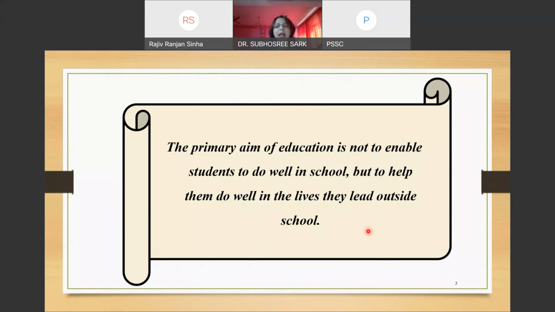Are you really happy? How many of them will say yes? Ask your passed out students or ask yourself also. How many of you will say yes? So, what do we have to teach them? We have to teach them the life skills.